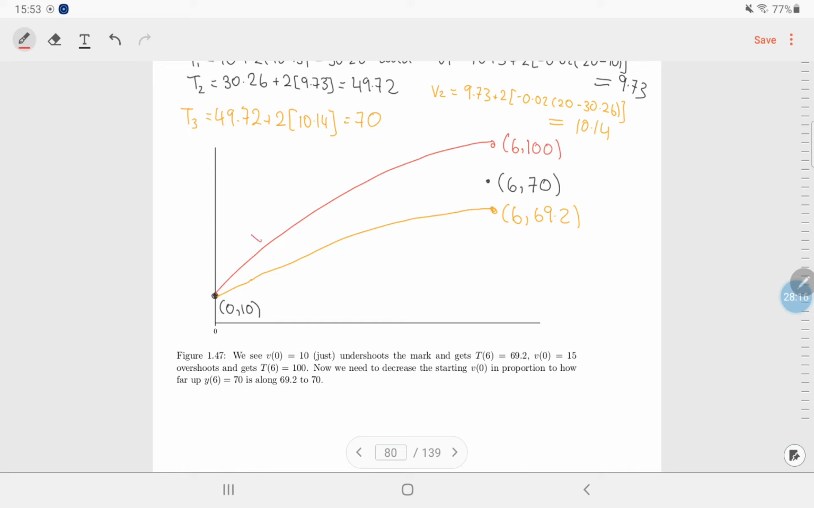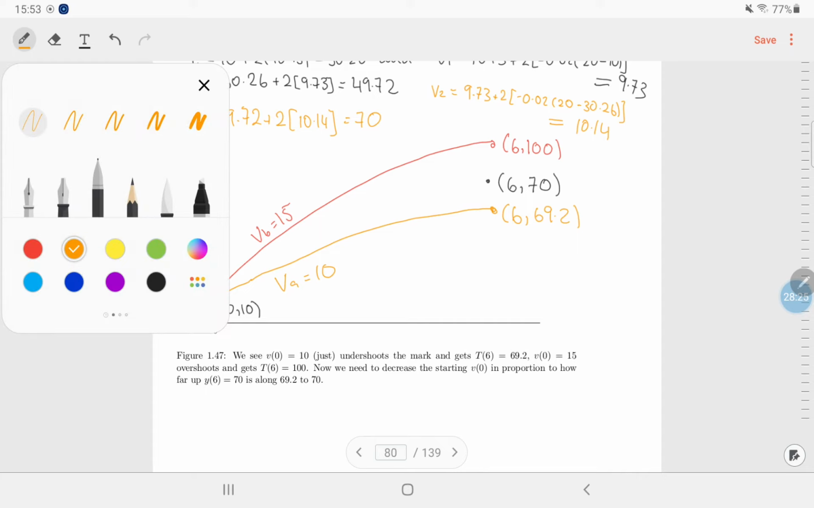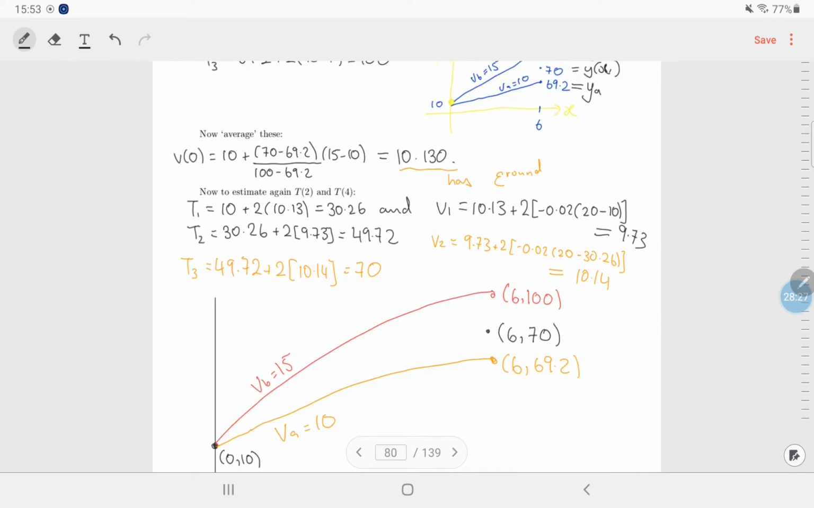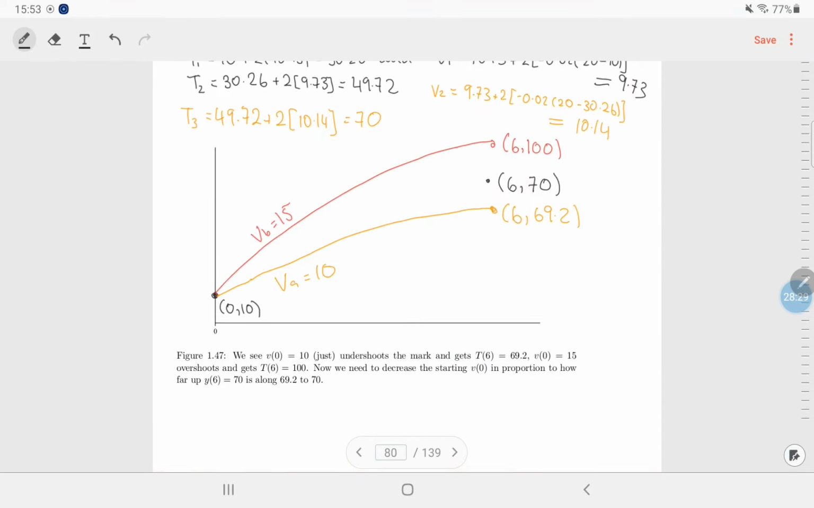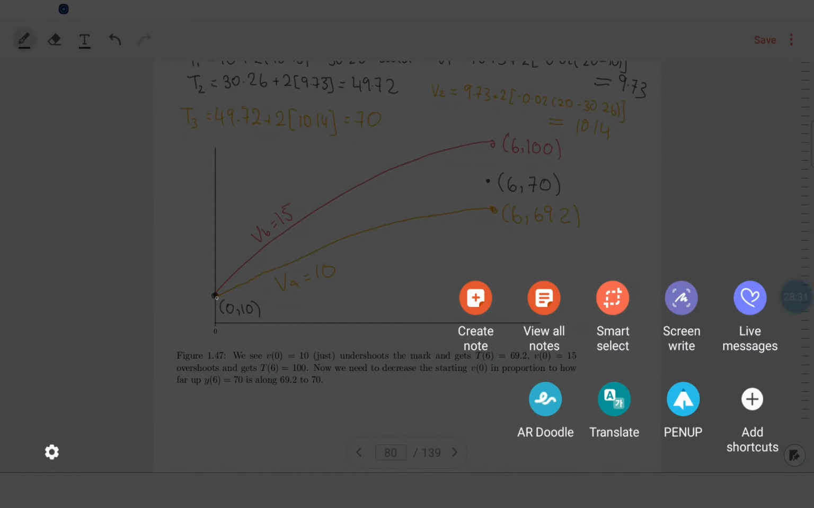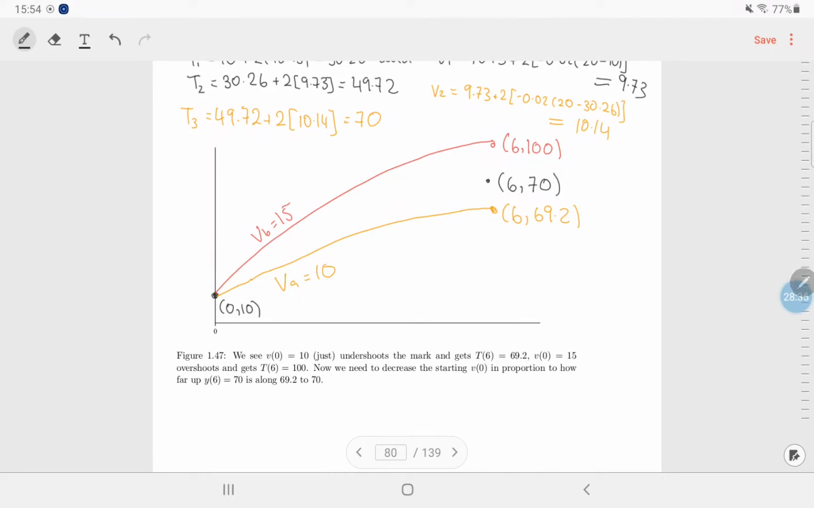So this was with VB equal to 15, and the other one was VA equal to 10. And then we averaged those out using the formula up here, and we found 10.13. Now that obviously is just a little bit bigger than this. Go ahead. And it hits it exactly.